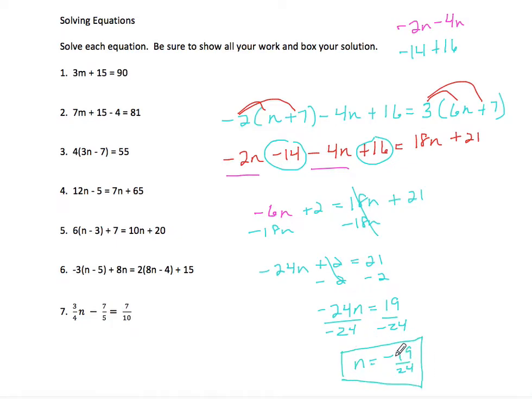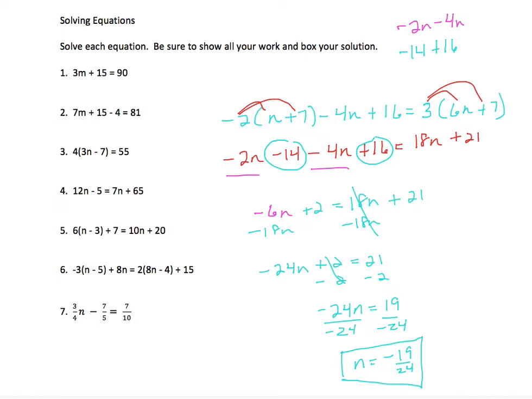Now, guys, notice that all these answers are not whole numbers. With the exception of one of them, they're things like negative 19 over 24 or 17 over 12, and that's okay because that's what's going to happen most of the time. So don't feel that you have to turn it into a decimal or a mixed number. You can leave it just like that.